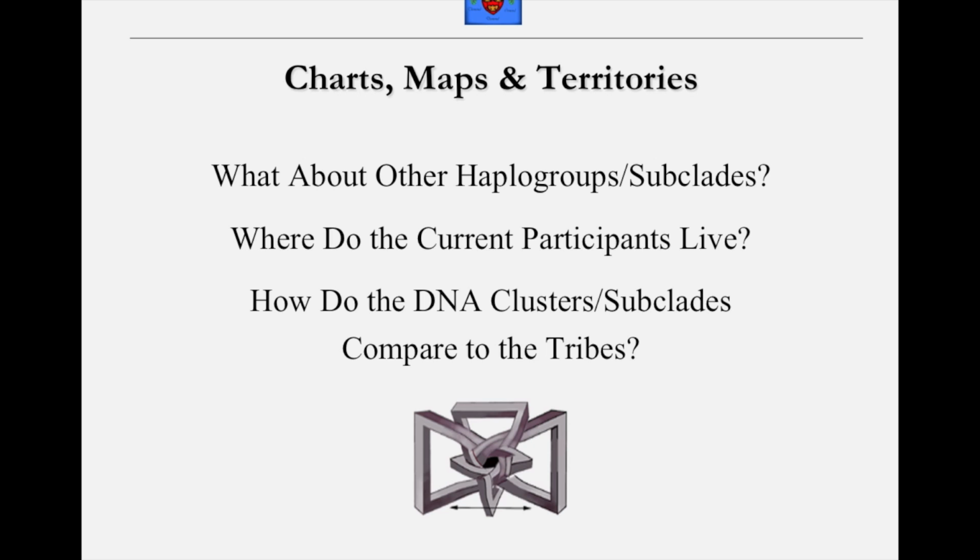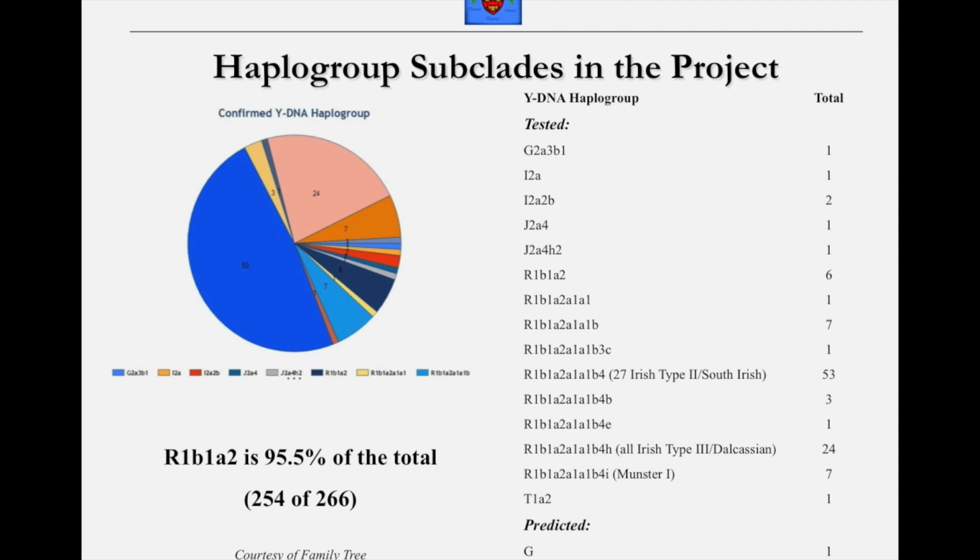I'm Finbar. Just quickly, what we're looking at is the other haplotypes and subclades that we found. Where do the current participants live? Do the DNA clusters and subclades compare with the tribal territories? I suppose it's a superfluous question to ask where the men of Munster live. They live in Munster. But what we're trying to sort out is whether they are associated with the ancient tribal territories. So I'll move along fairly quickly. As anyone who attended the earlier talk gathered, I tend to talk a little longer than the slide will allow, so I'm going to discipline myself.